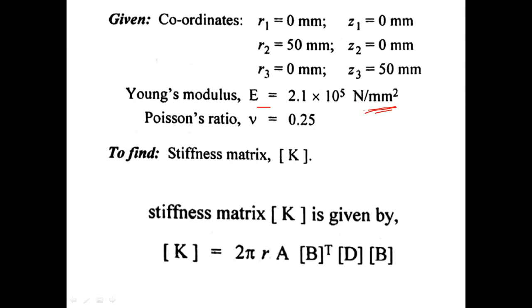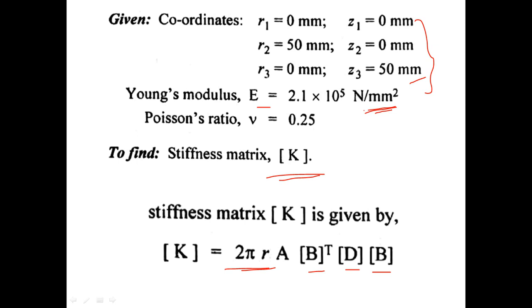Therefore, what is our question? We have to find out K. So K is equal to 2 pi R A into B transpose D B. First we have to find the value of the B matrix, next the value of the D matrix, then as usual we apply all those values and we will get the stiffness matrix K.